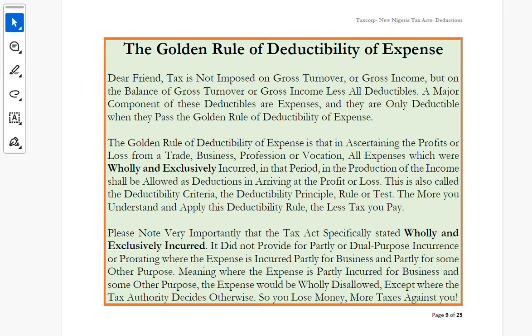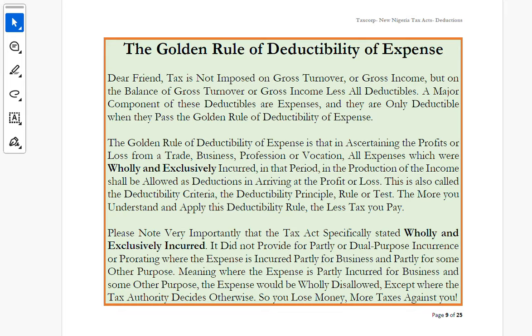So, friend, tax is not imposed on gross turnover or gross income, but on the balance of gross turnover or gross income, less all deductibles, which you have seen in the format. A major component of these deductibles are expenses, and they are only deductible when they pass the golden rule of deductibility of expense. So, what is this golden rule of deductibility of expense?